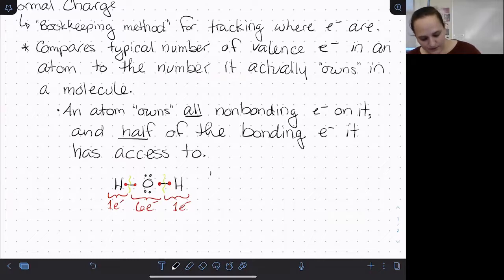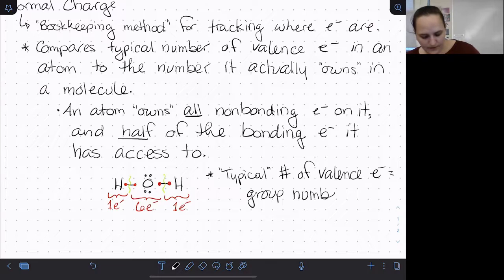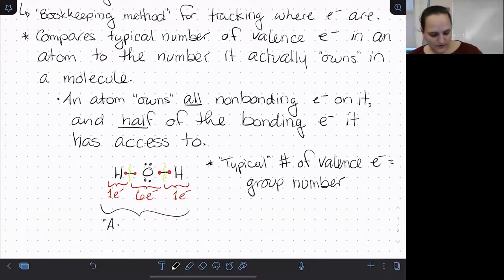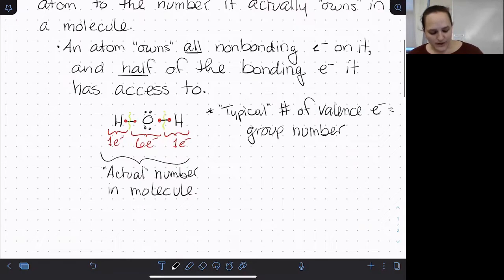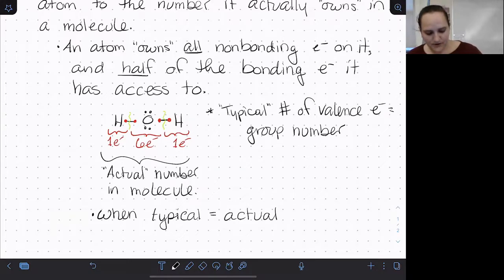So the typical number of valence electrons is its group number, just like we've been using to find how many electrons are in the molecule. This would be sort of our actual number in the molecule. And these are the two things that we're comparing when we're determining the formal charge of something. So when the typical and the actual are the same, the formal charge is equal to 0.